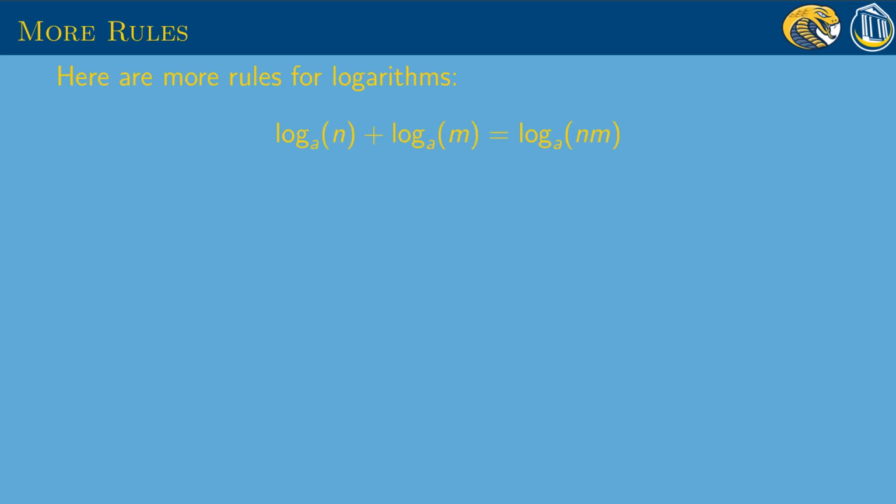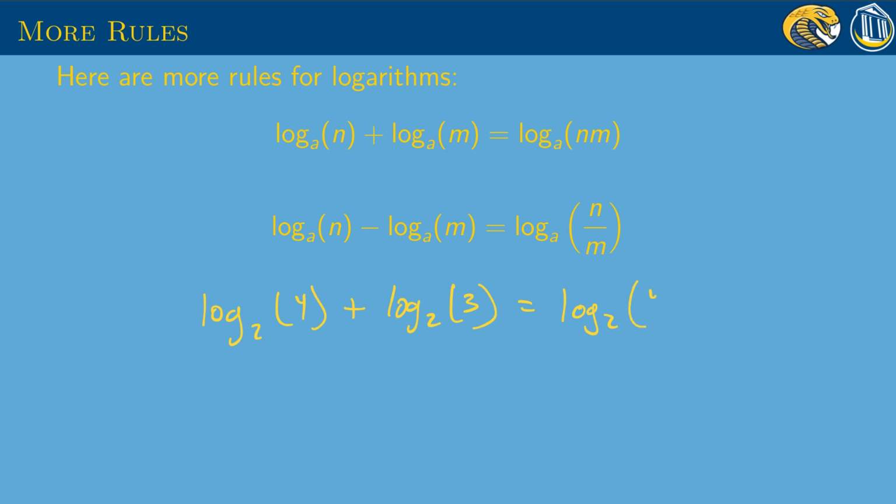We also have rules for when we're adding or subtracting logarithms, like so. For these rules to work, we have to have the same base in two logarithms that we're adding together. And what we can do is take whatever's inside of the logarithms and multiply them together. As a quick example, log base 2 of 4 plus log base 2 of 3 would equal log with the same base, and this time we multiply 4 times 3, or log base 2 of 12.